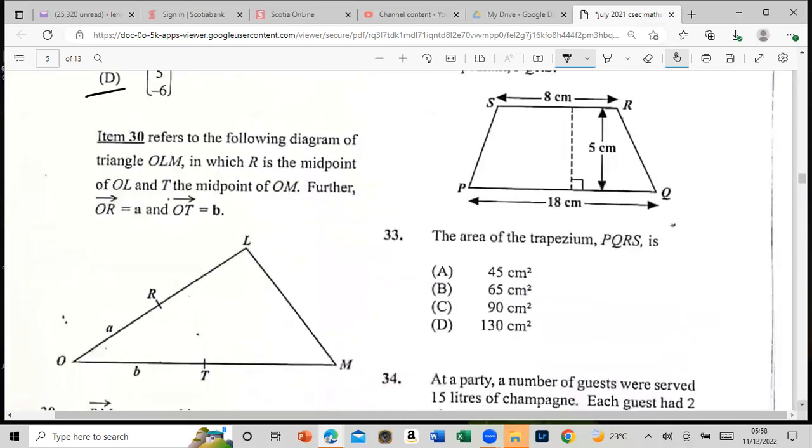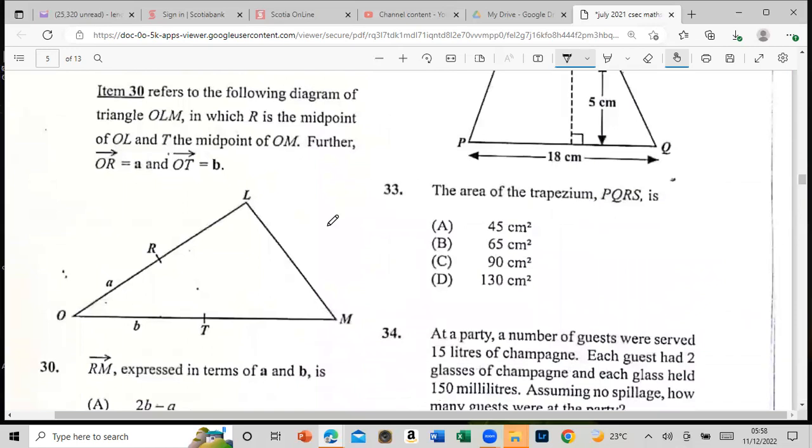Item 30, the following diagram of the triangle OLM, in which R is the midpoint of OL and T is the midpoint of OM. The direction from O to R is A, and OT is B. If this is a midpoint, then this will also be A, and this will be B, right? That's a midpoint, so that means I see a measurement.